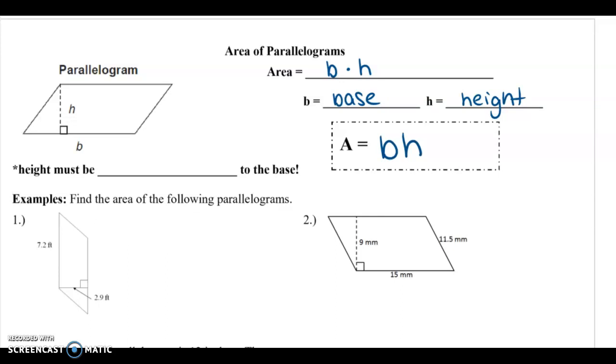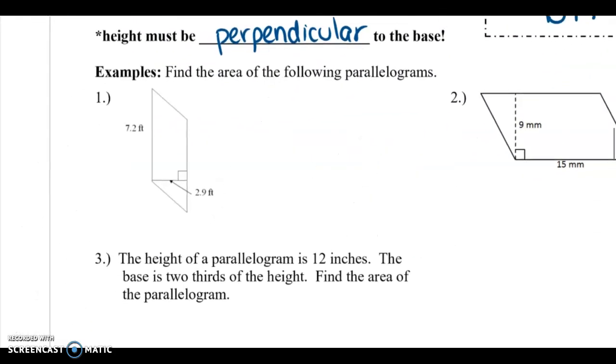Remember, you're looking for the 90 degrees, so the height has to be perpendicular to the base. So look for the 90 degrees. That'll tell you what is your base and what's your height and what you should be multiplying together. So if I come over here to my first example, first thing is my base and my height. I see this 90 degrees. So that's got to be my height, and this is my base.